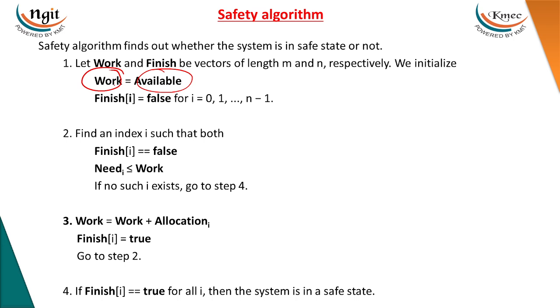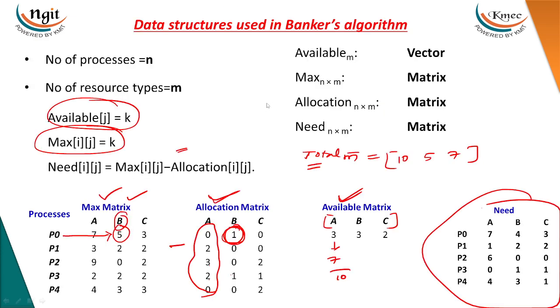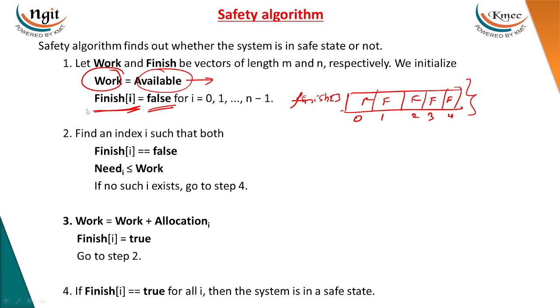Then we'll take one more vector, finish of i, which represents how many processes have finished their execution. That means how many processes have got all the resources that are needed and finished execution. So I am taking the finish vector, of indices 0 1 2 3 4. It is the size of the processes. Initially all the processes are not finished, so all of them are false. So work equals available. Initially how many are available here? 3 3 2. So that 3 3 2 will be copied to work.